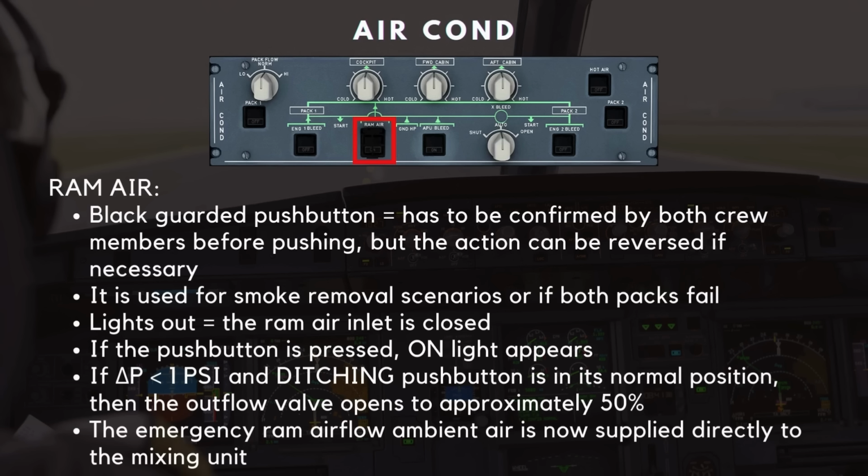If the push button is pressed, the on light appears. If the differential pressure is less than 1 psi and the ditching push button is in its normal position, then the outflow valve opens to approximately 50%. Emergency ram airflow is then supplied directly to the mixing unit.